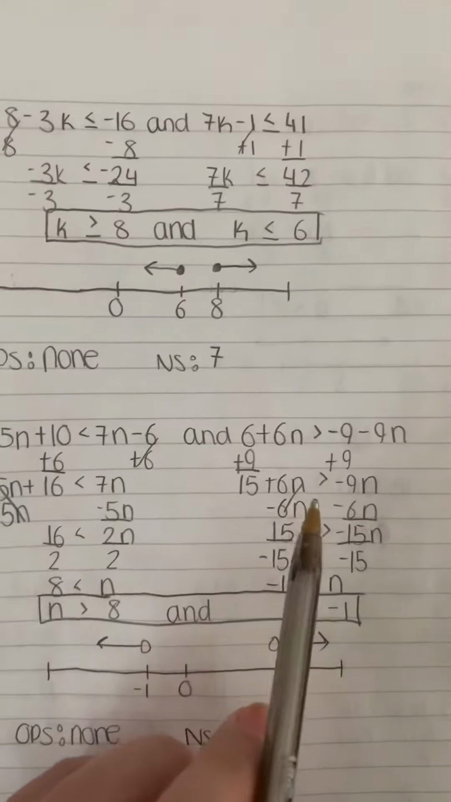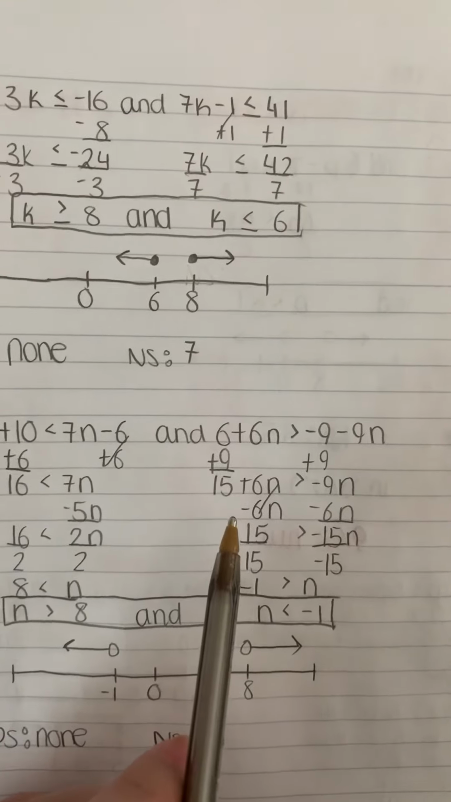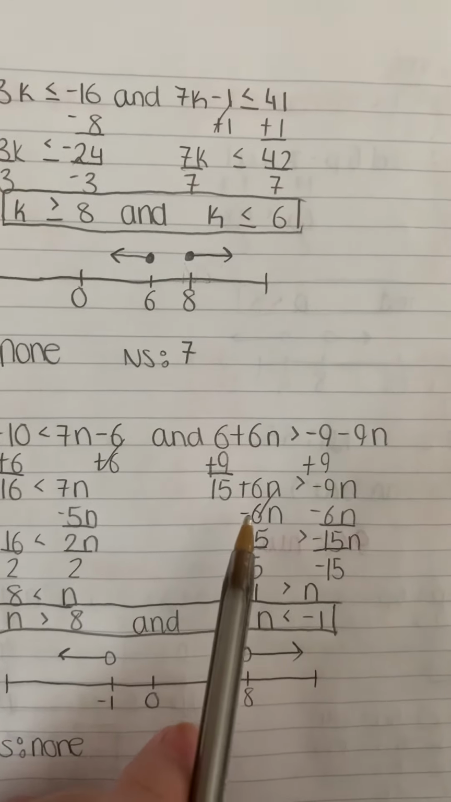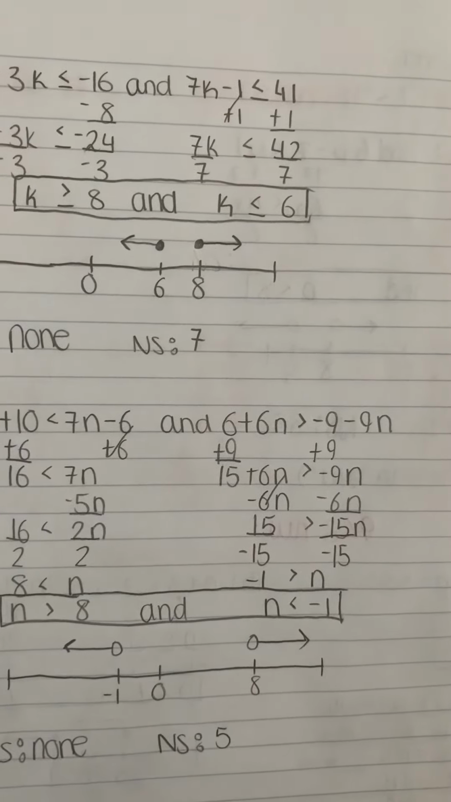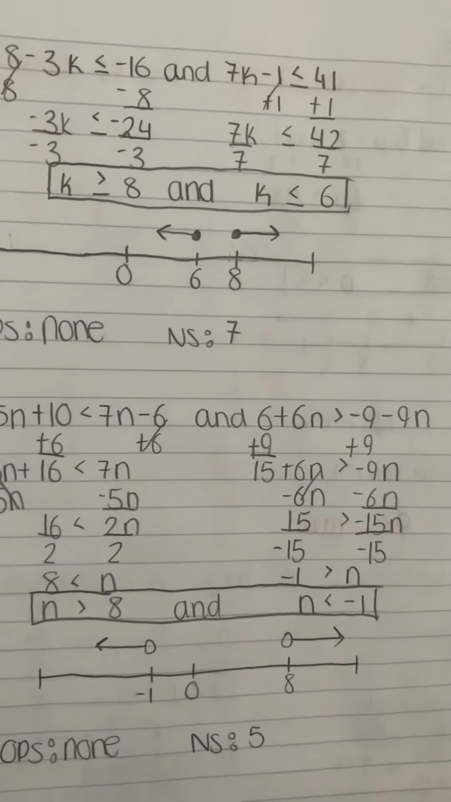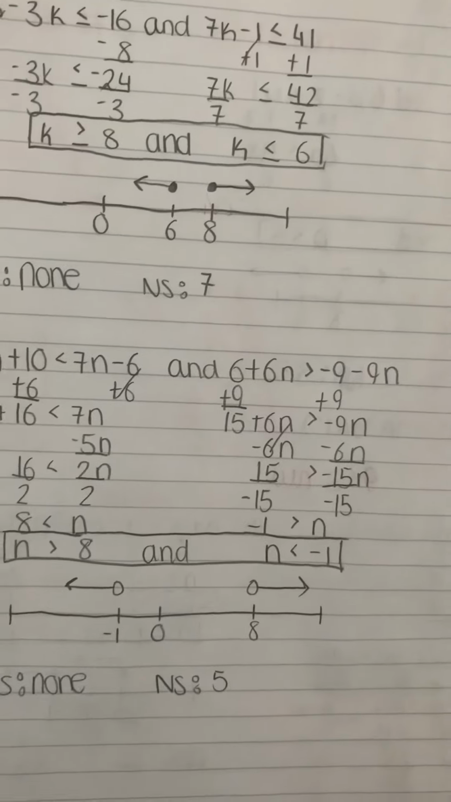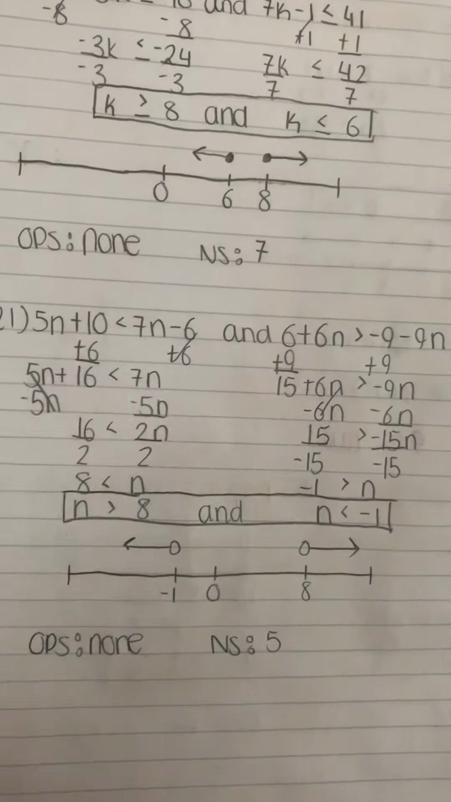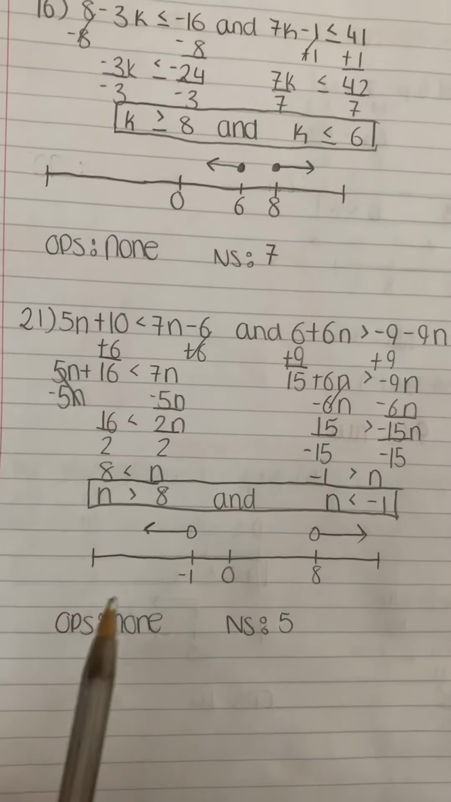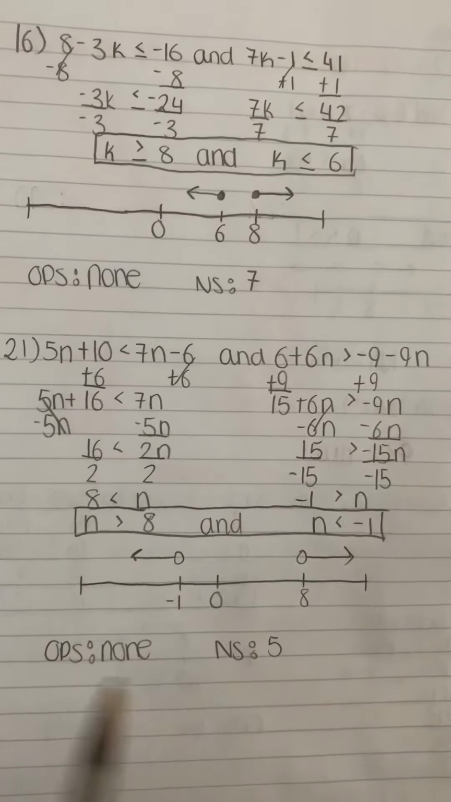And then on the other side, I added 9 to both sides, subtracted -6n to get 15 is greater than -15n, divided by -15 on both sides to get -1 is greater than n, and then flipped it to get n is less than -1. And then here's the graph, and an OPS would also be none because it's an "and" and NS would be 5.